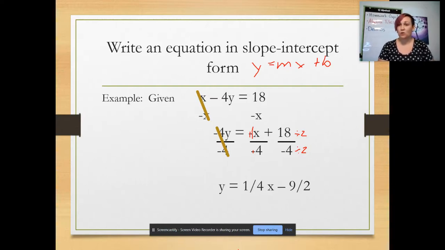Notice that the y is all by itself. All the other numbers and letters are on the other side. And I get 1 over 4 times x, and then minus 9 over 2. And it's okay to leave them both fractions. This concludes everything we need to know about slope-intercept form.